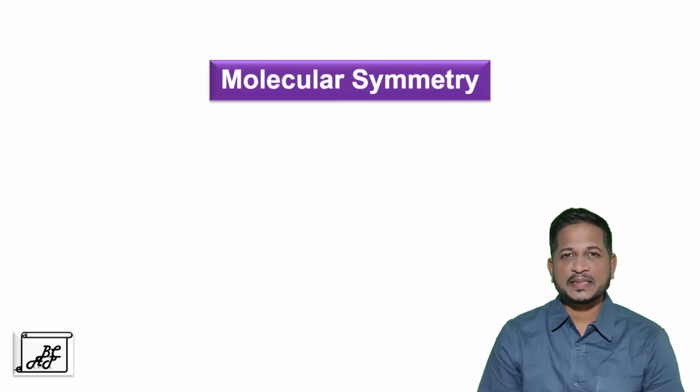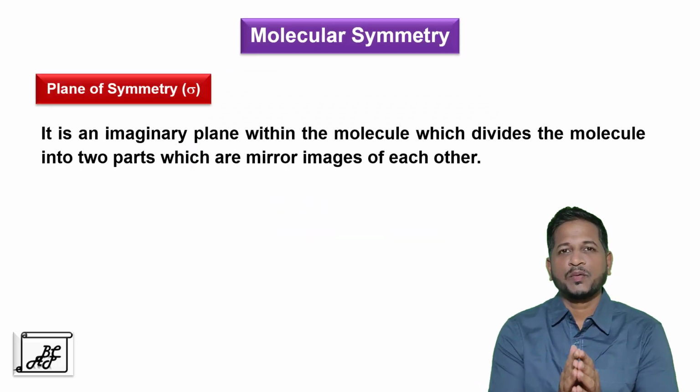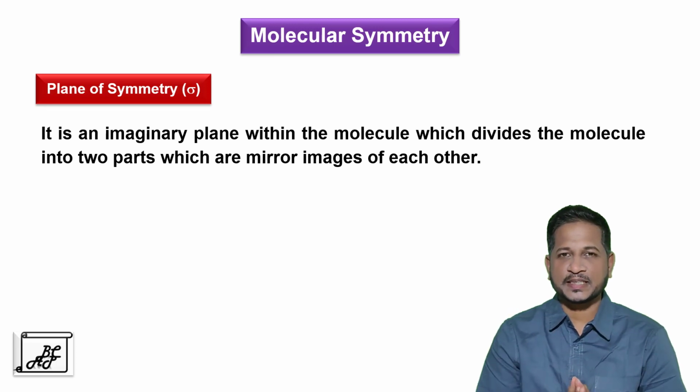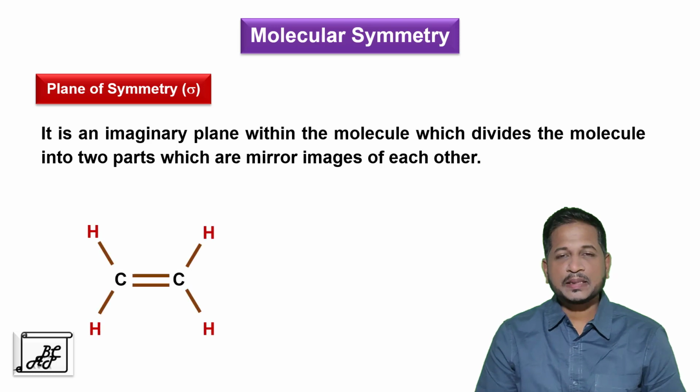Plane of symmetry is defined as an imaginary plane which bisects the molecule into two parts which are mirror images of each other. For example, the ethylene molecule. If you consider this as an ethylene molecule, considering this as a double bond, if I consider a plane at the center of the molecule, it divides the molecule into two parts which are mirror images of each other. So this is the plane at the center, and you can see at the two sides of the mirror plane, the two parts are mirror images of each other.